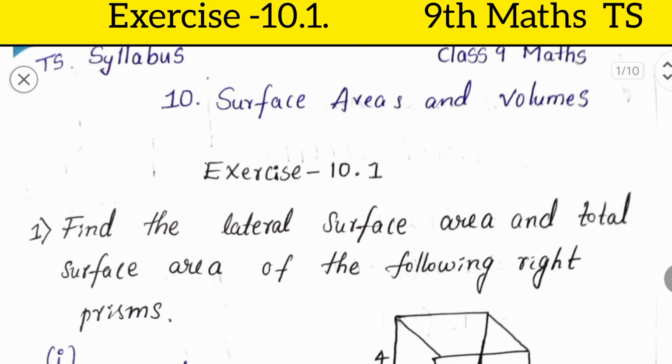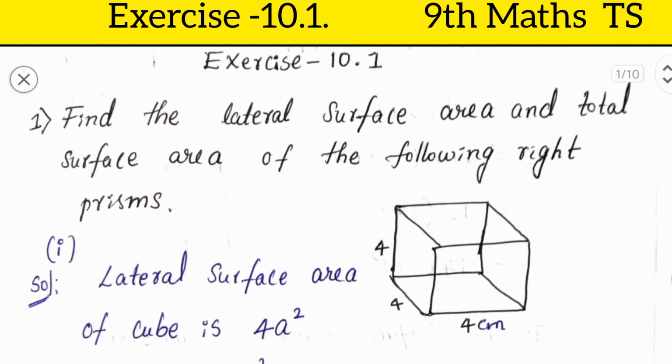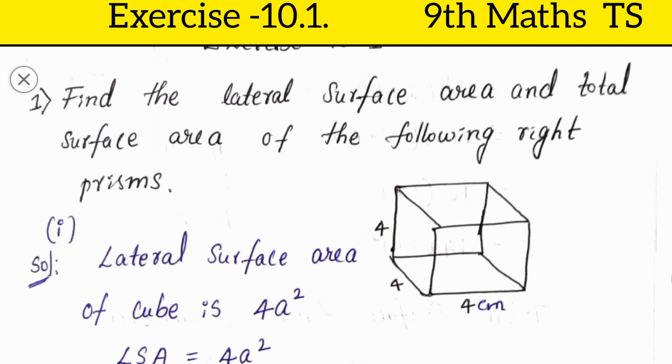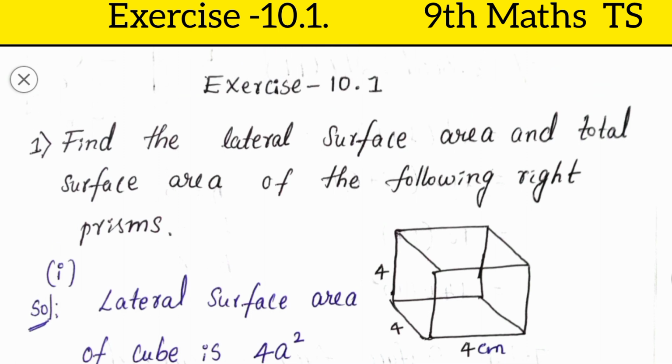I am Anji Gaud. Today I am going to explain surface areas and volumes from the ninth standard. This is the 10th chapter in ninth class mathematics. Now we are going to solve the exercise 10.1 problems. Find the lateral surface area and total surface area of the following right prisms. This is the first question in your exercise 10.1.